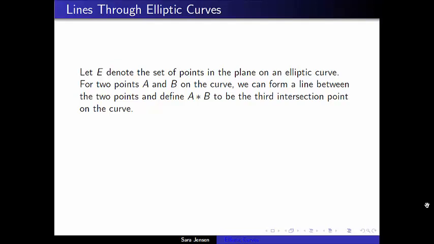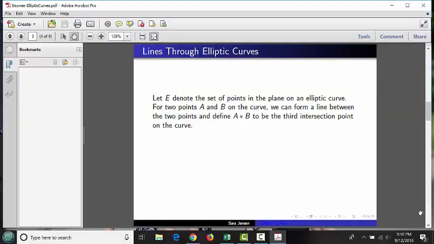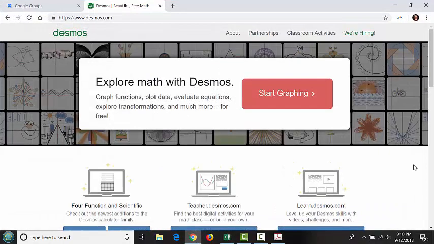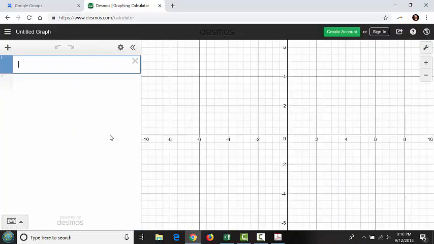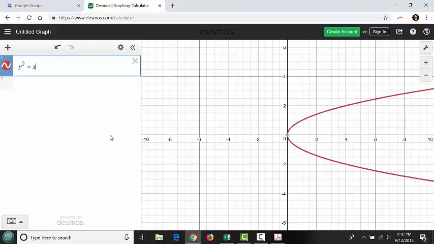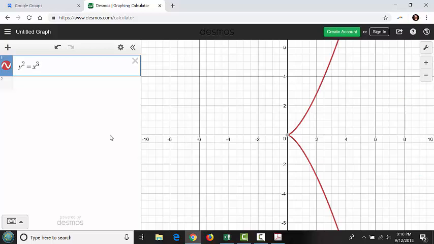So let's walk through a specific example with an elliptic curve using this star operation. So we're going to escape out of here and pull up Desmos, which is just desmos.com, some free software that you can use that's really nice for graphing things. Throughout this video, I'm going to be using the elliptic curve y squared is equal to x cubed minus x plus 1. And Desmos has graphed that elliptic curve for me right here.